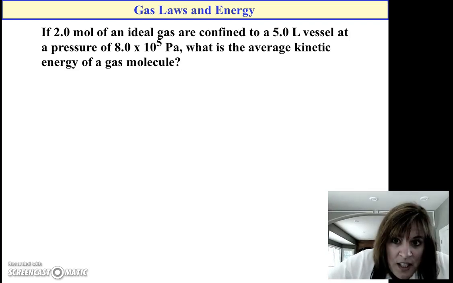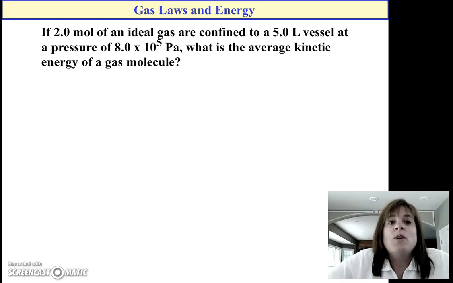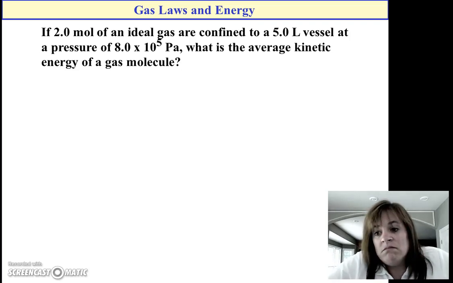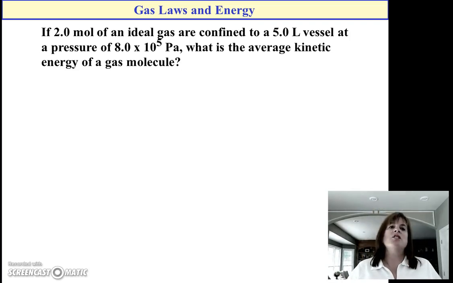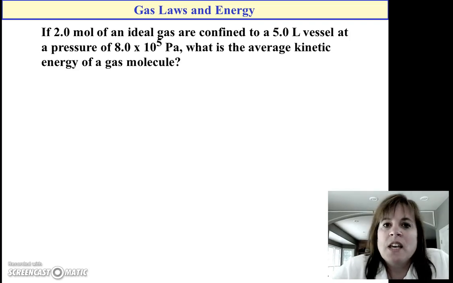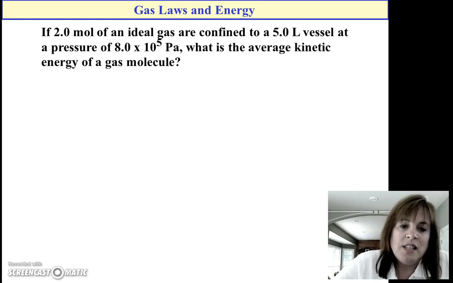Well, hopefully you remembered that the average kinetic energy of a single gas molecule is related to the temperature of the gas. So we need to use the ideal gas law to find out what the temperature is, and then we can use our kinetic energy equation. So we've got to do a little PV equals nRT here. We have moles, we have a pressure in pascals, but notice that the volume unit is liters, and we need meters cubed. So make sure that you remember there are 1,000 liters per meter cubed.